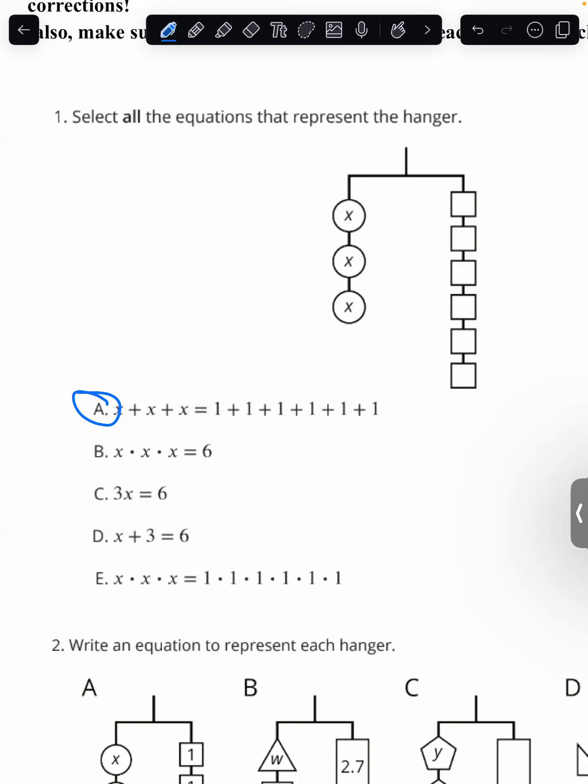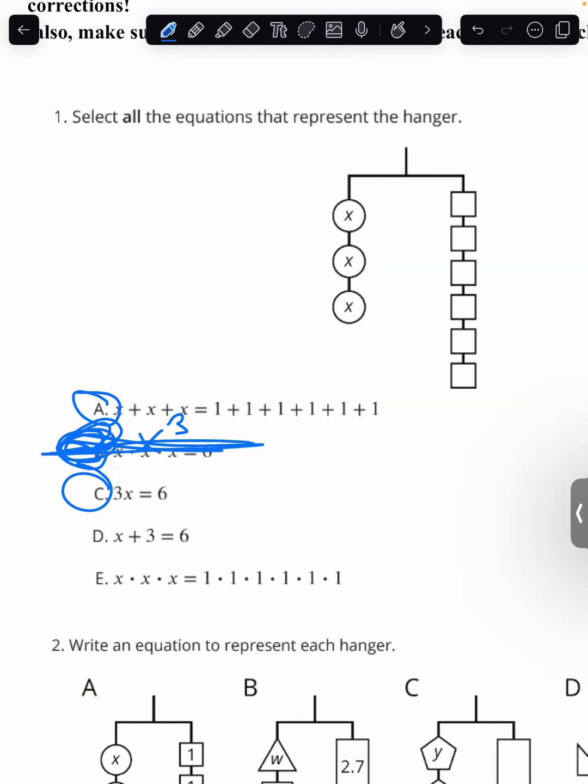So this is 3 times x. This x 3 times equals 6 ones. So that works too. Then 3 times x equals 6. There's that. Then, oh, sorry, this is not my fault. That's x times x times x. That will be x to the third power. So that's actually wrong. Apologies.